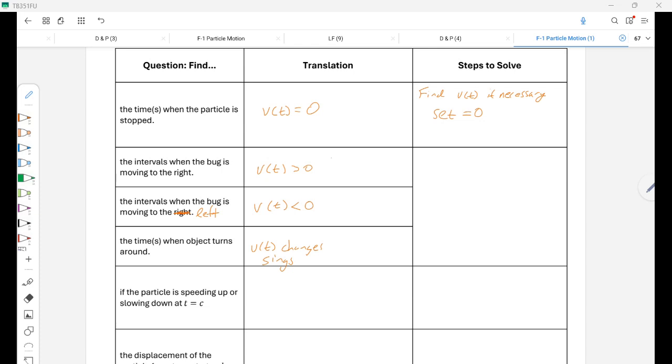So this is equivalent to saying that the function x of t is increasing. This is equivalent to saying x of t is decreasing. And this is equivalent to saying x of t has a relative extrema. I don't care if it's a relative min or a max, but if it has one of those, it's changed signs.